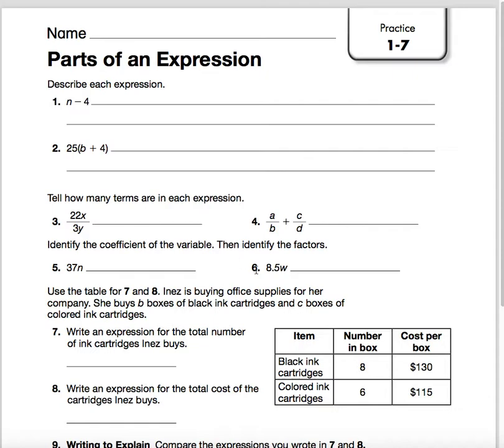All right, number 6, if you look at this one, you can see that you have a coefficient for sure because you have a multiplication set up here. And if you have multiplication set up, you can see that you have two factors. So you have to identify those.